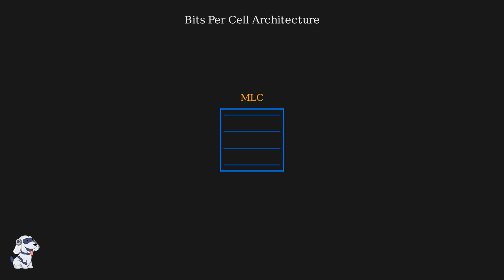The TLC architecture stores 3 bits, 8 levels. The QLC architecture stores 4 bits, 16 levels. The PLC architecture stores 5 bits, 32 levels. As we add more bits, the cell requires finer voltage control to distinguish between these increasing states.